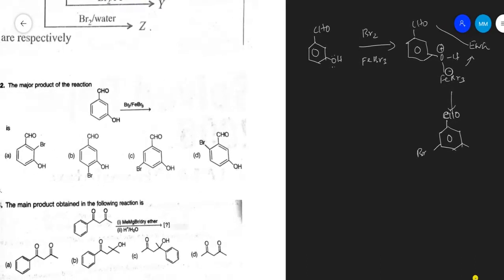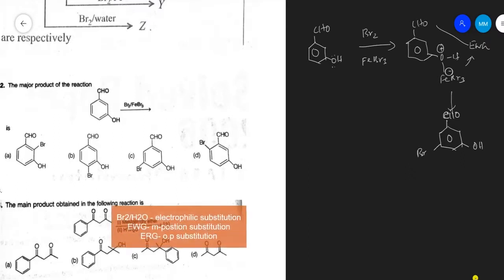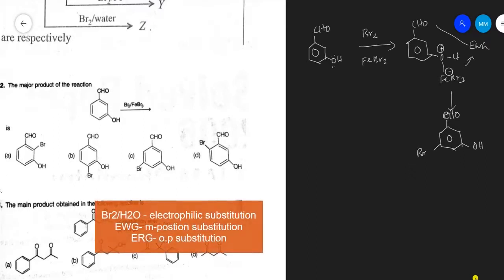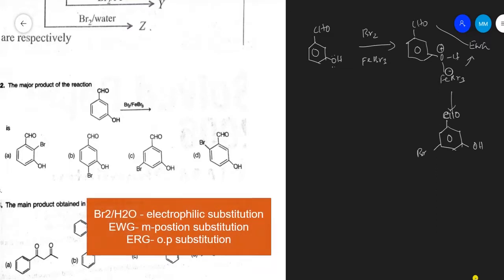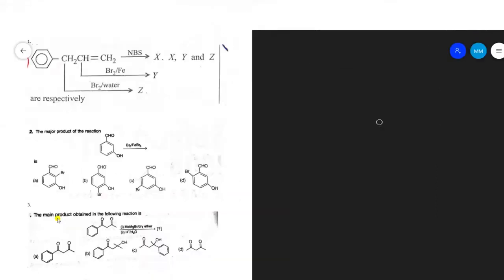The meta place is here, Br. Similarly, for this OH, the meta place is here. The product is this meta-brominated product. Answer is C.